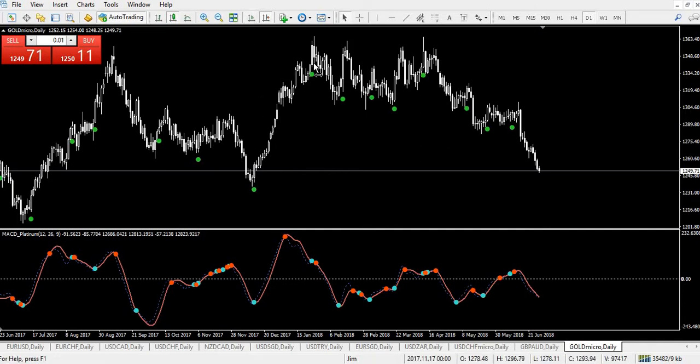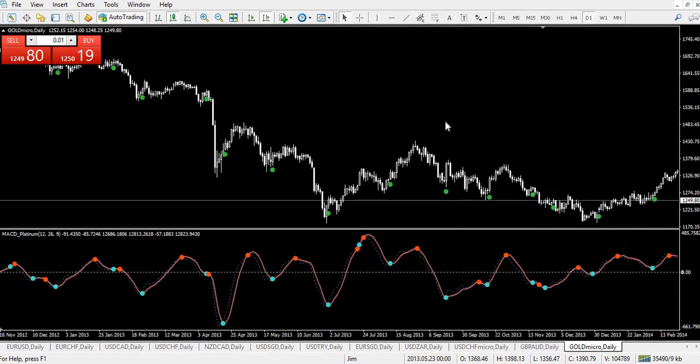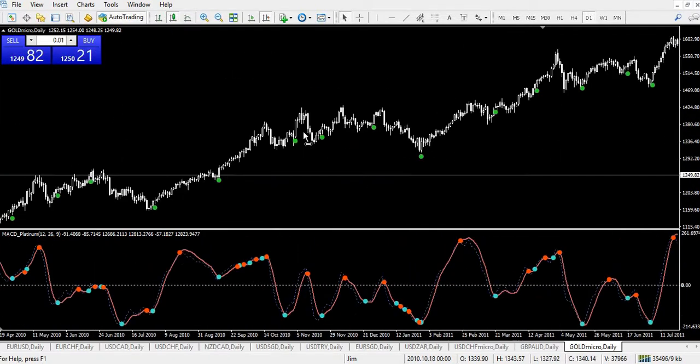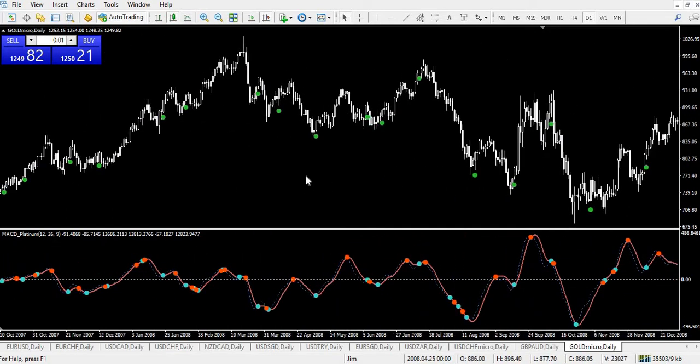So what I'm going to do now is go back in time a bit. This is, as I said, a gold daily chart. So we'll go back to, I'll pick a spot where it's a bit there. All right. Now, hidden bullish divergence.